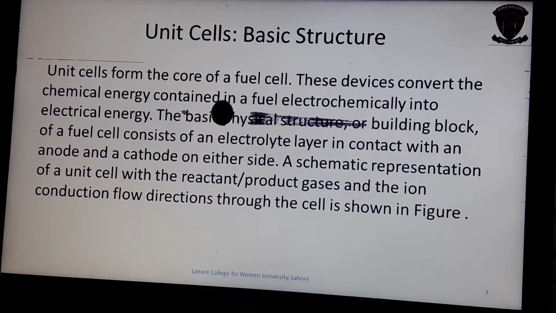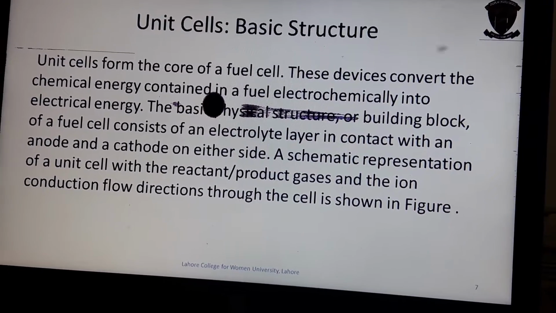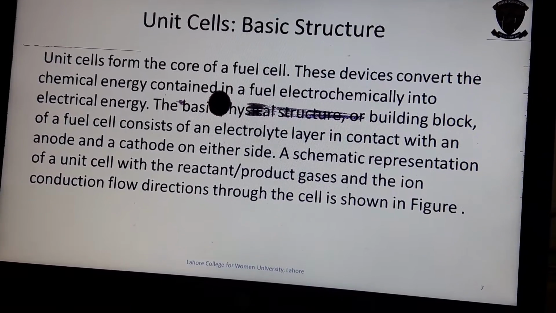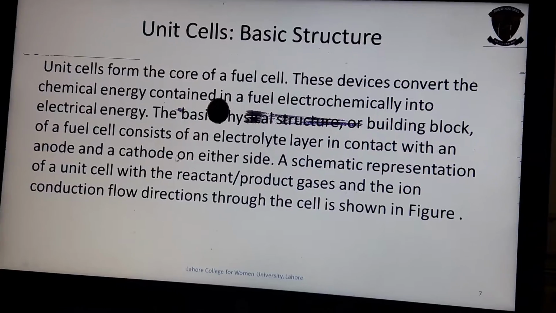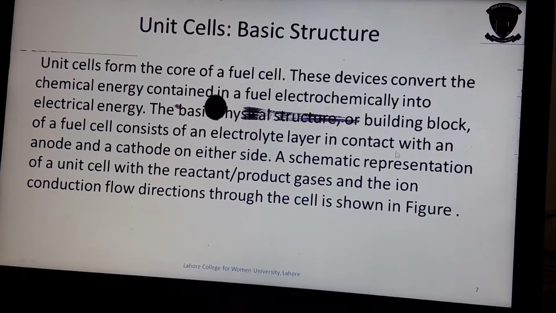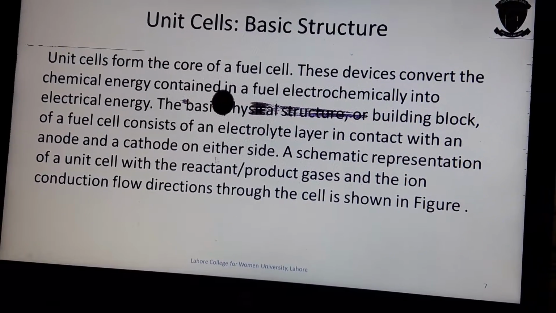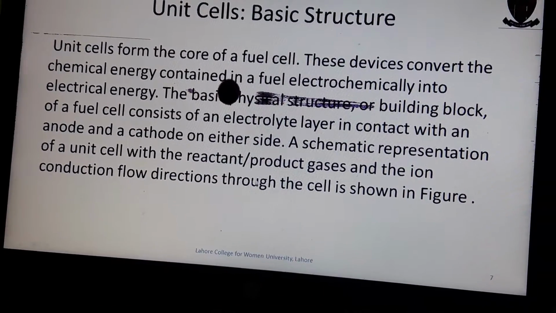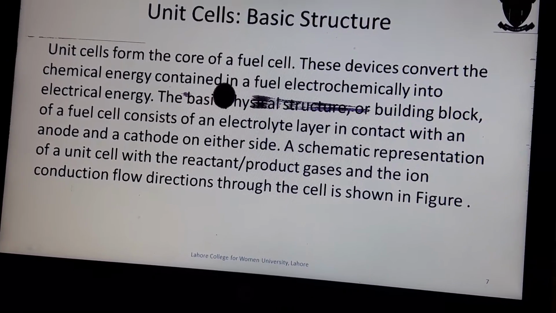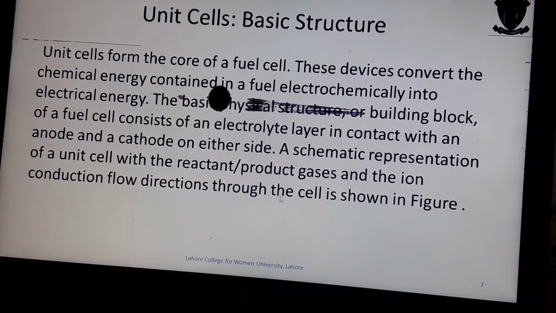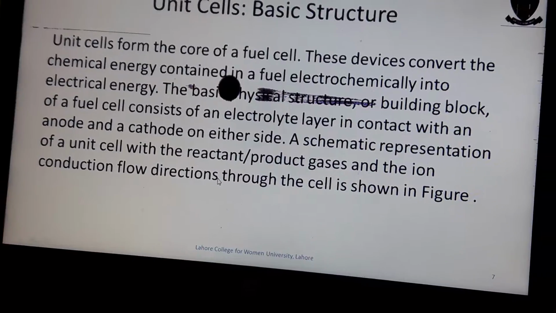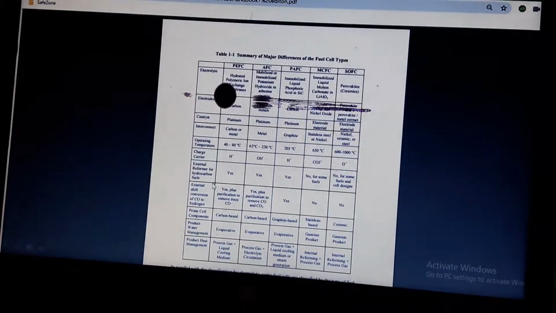The basic physical structure or building block of a fuel cell consists of an electrolyte layer in contact with an anode and a cathode on either side. A schematic representation of a unit cell with the reactant product gases and the ion conduction flow directions through the cell is shown in the figures I already showed in the last slides.